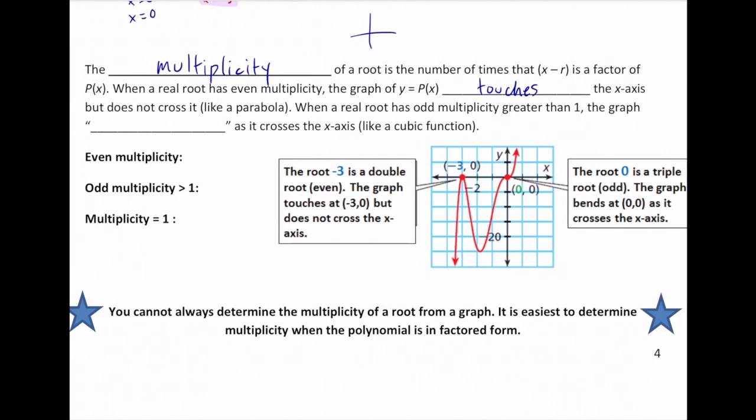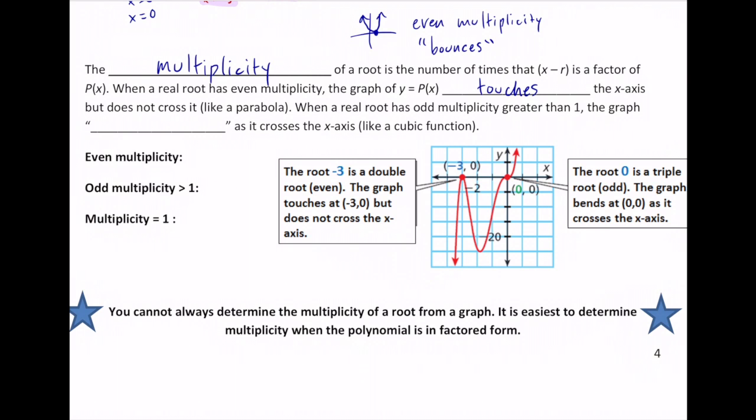Let's imagine an xy axis here. We know that parabolas touch the x-axis and don't cross it. So when we have an even multiplicity, wherever our root is, we can say that it bounces. Our graph touches the x-axis, but then it bounces right back up. It doesn't cross it.